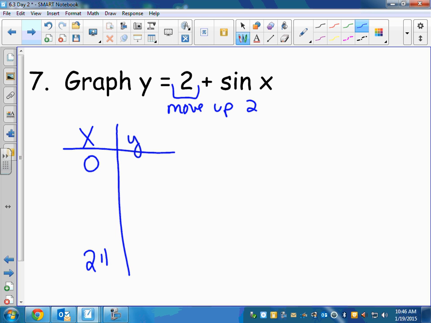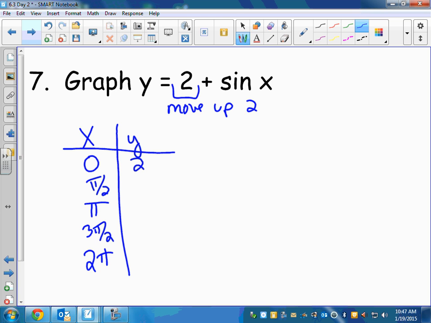So I'm going to do 0 to 2 pi, cut it in half, half again. And if you just memorize those numbers, 0, 1, 0, negative 1, 0, I'm okay with that. Or you can just think about it and then add 2 to it. So normally when we plug in sine of 0, we get 0. But 0 plus 2 means we're actually moving that up 2 units. You with me on that?